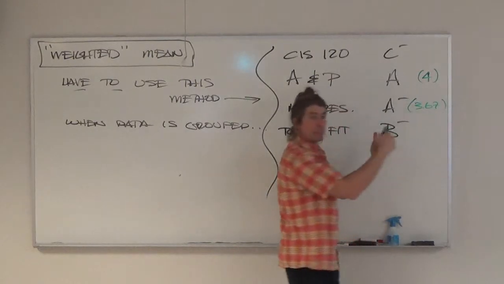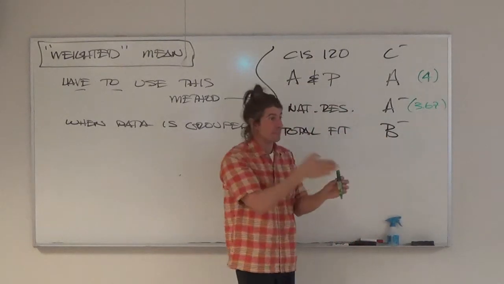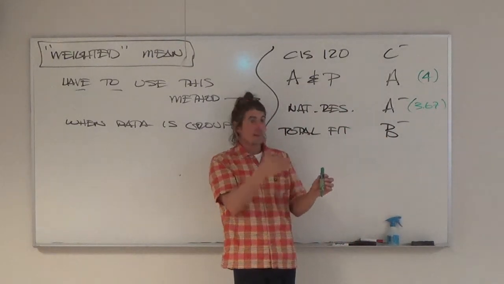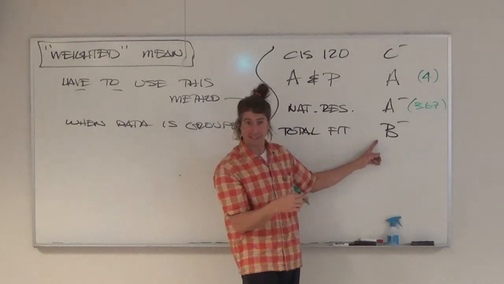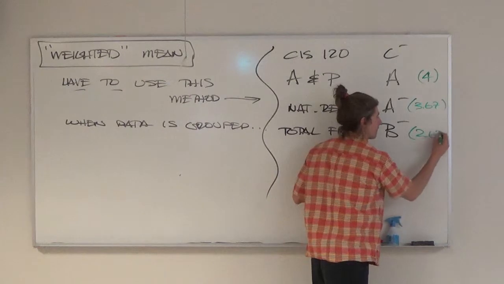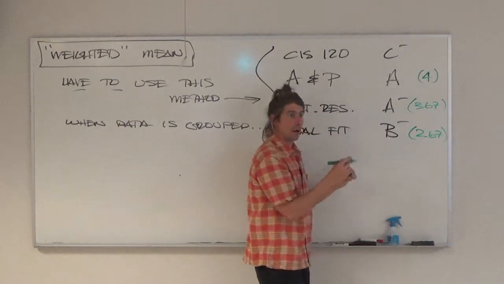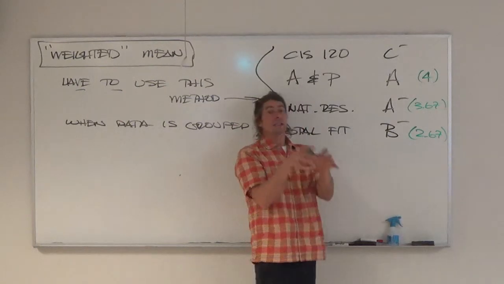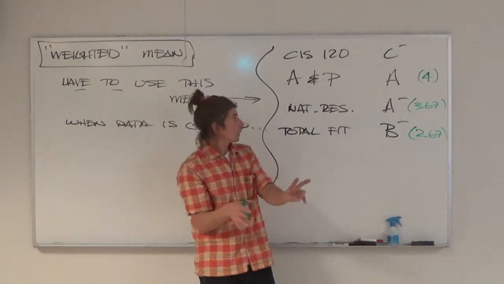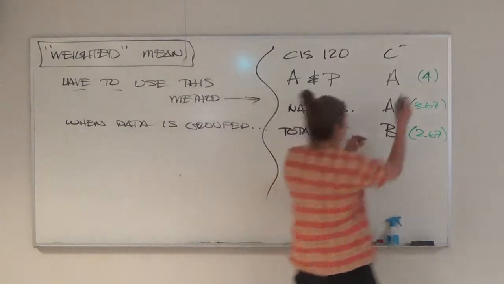Every time you drop one, a B plus would then be a 3.33, and then a B would be a 3 even. A B minus is going to be a 2.67. Fair enough. A C plus would be a 2.33. A C is a 2. A C minus is a 1.67.